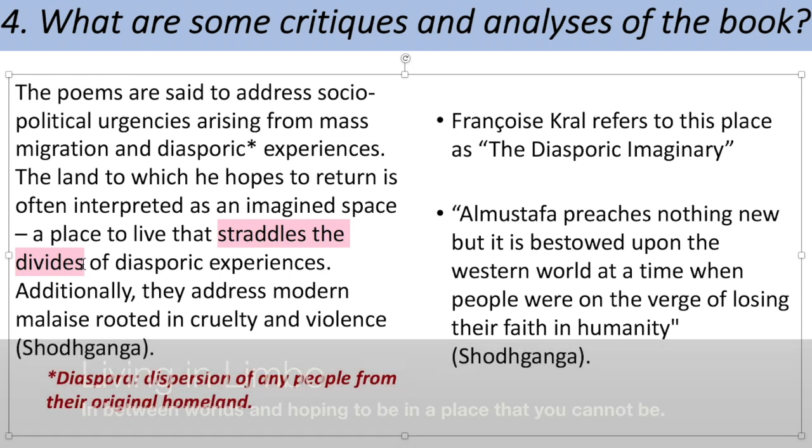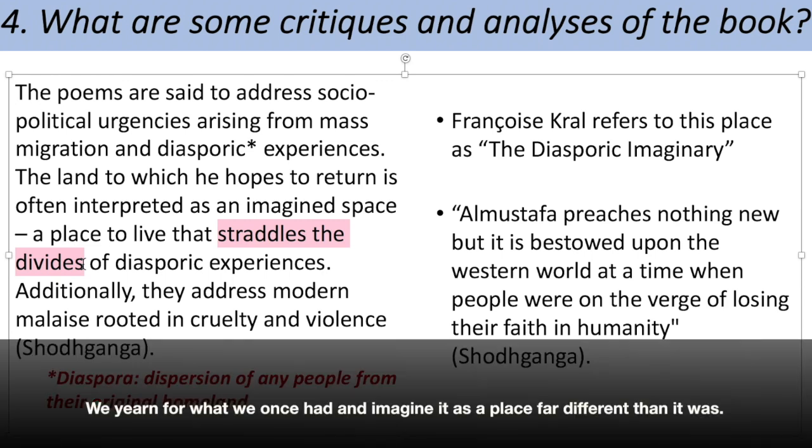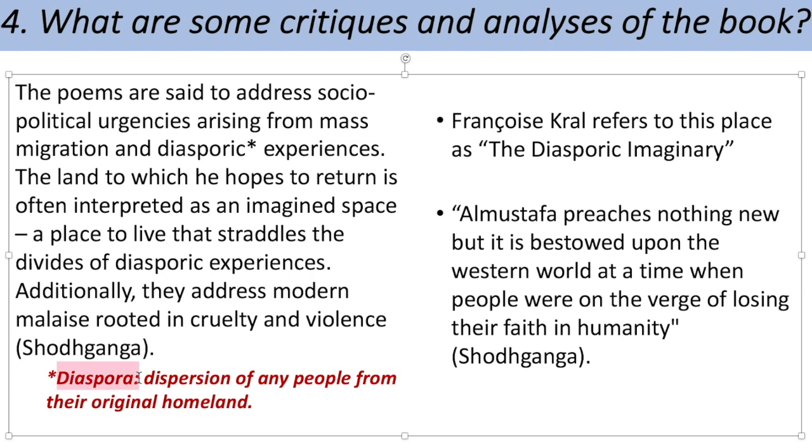When we move from one place to the other, we are in a new place. But we still yearn for that old place, but we don't live in that place. So we're on this divide between what we used to be, what we are, and what we will be. Additionally, they address modern malaise rooted in cruelty and violence. So I have the definition of diaspora down here. Basically what it means is a dispersion of any people from their original homeland.